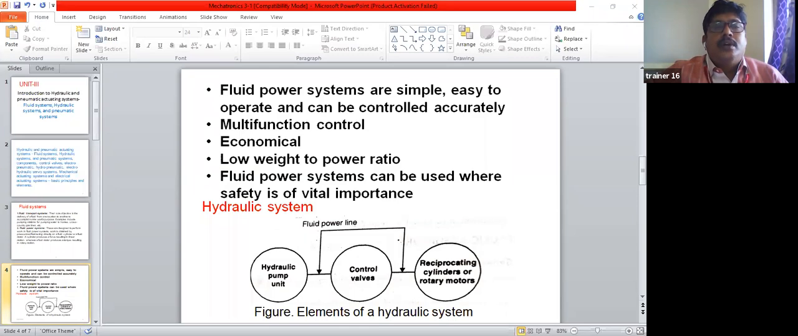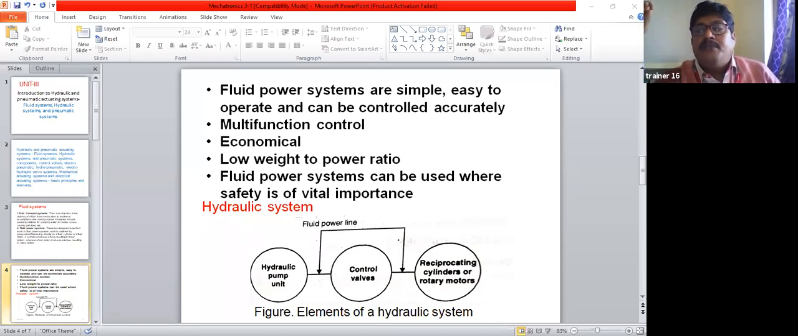Next we'll go for the next one. Before we go for the hydraulic system, I have to give a brief introduction about hydraulics.